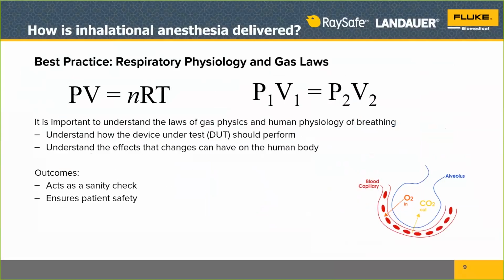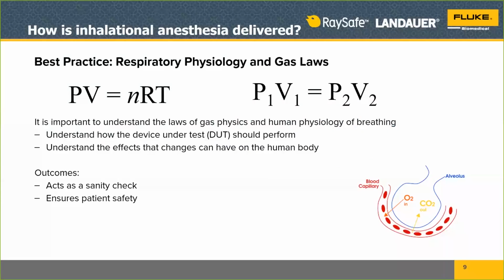So here I just want to inject a best practice, which is important in terms of understanding respiratory physiology and gas law. So we're not going to get into the two gas laws indicated here. This is the ideal gas law and Boyle's law, but it's really important to understand the relationship between two gases or the changes that you're making.